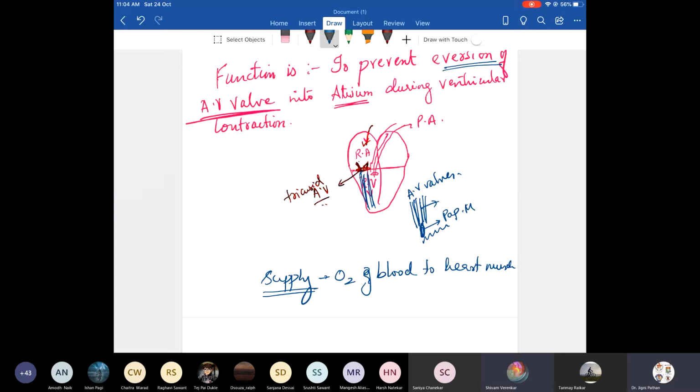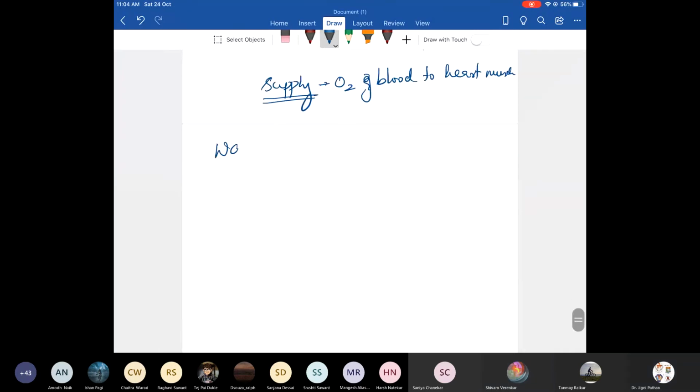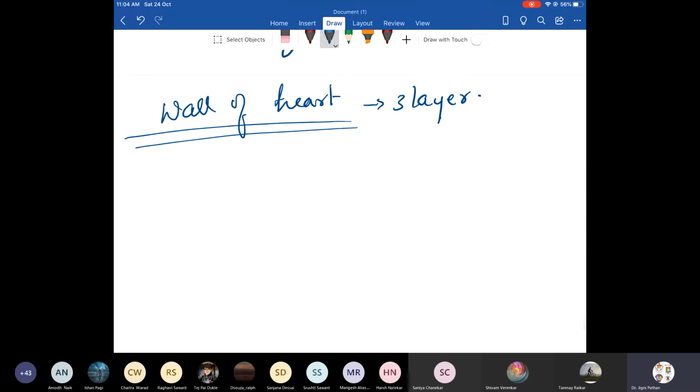Wall of heart. Next, we'll be discussing the wall of heart. How many layers? 3 layers. Let us draw this. First, we'll write down and then I'll explain. Everybody will write down this and I'll explain.